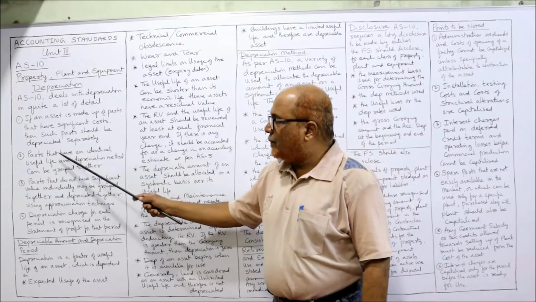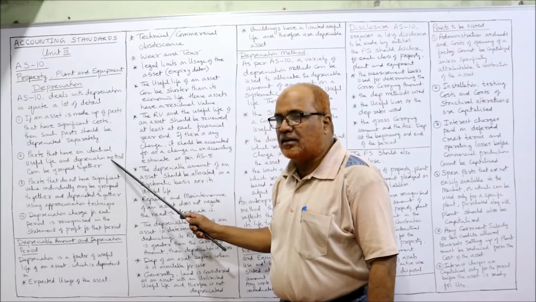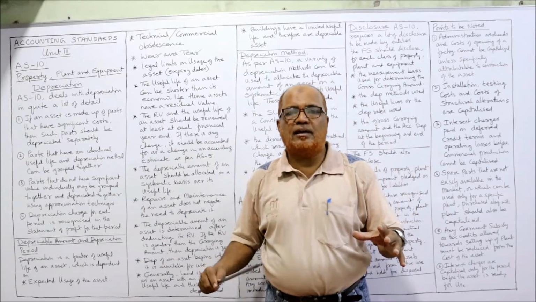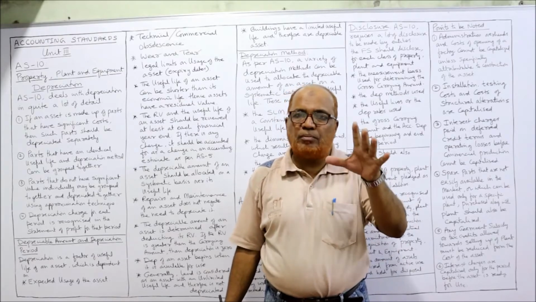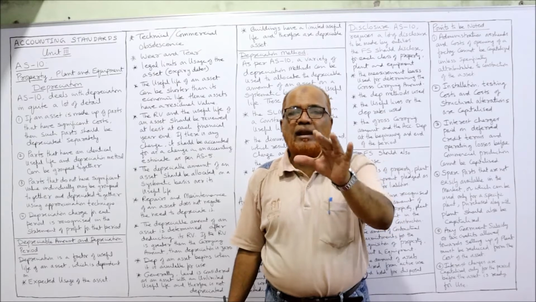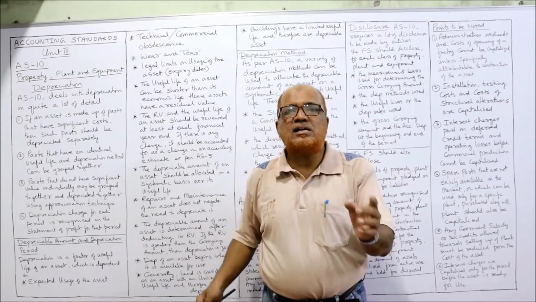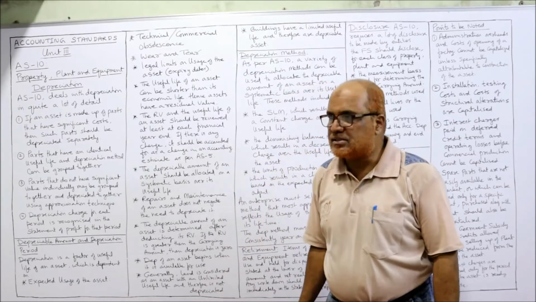Second, parts that have identical useful life and depreciation method can be grouped together. If some assets are very identical and the same method of depreciation will be applied, then instead of calculating separate depreciation, group them, because all the assets are similar in nature and use the same method of depreciation.